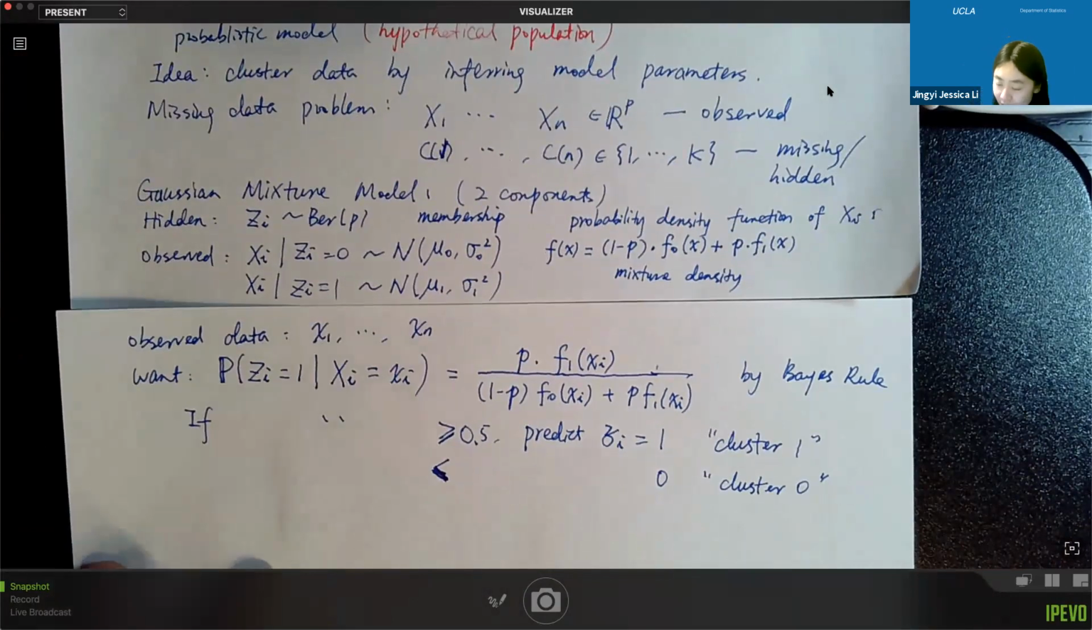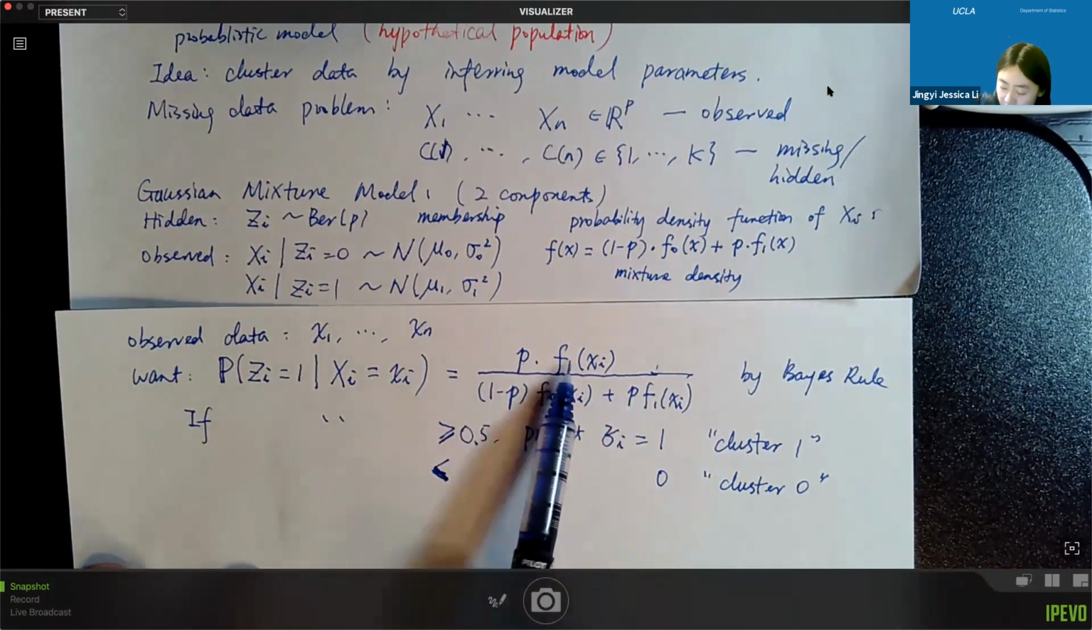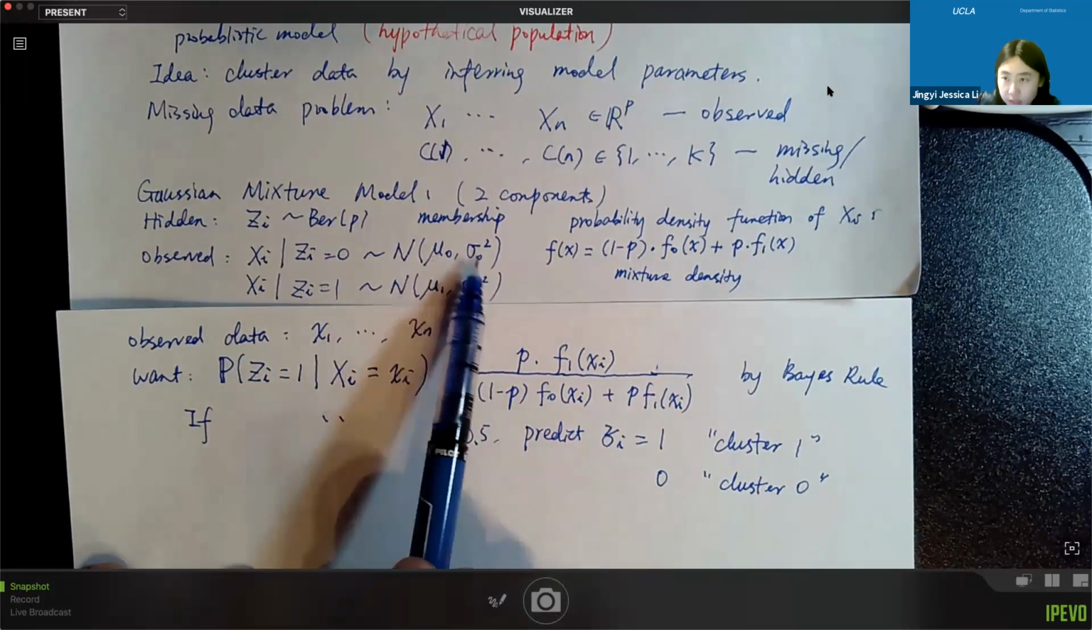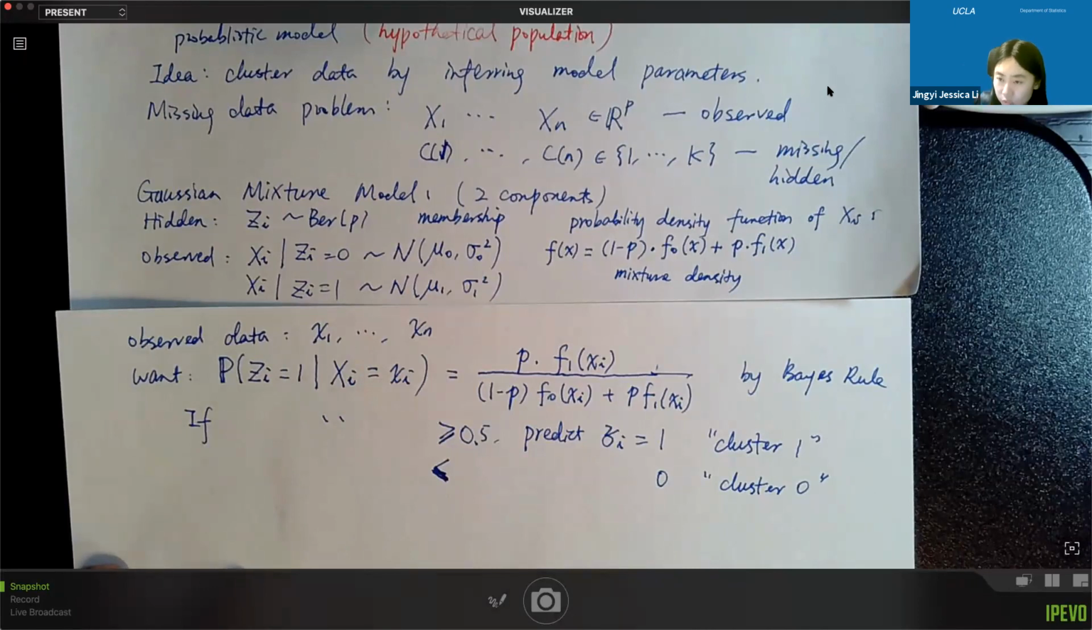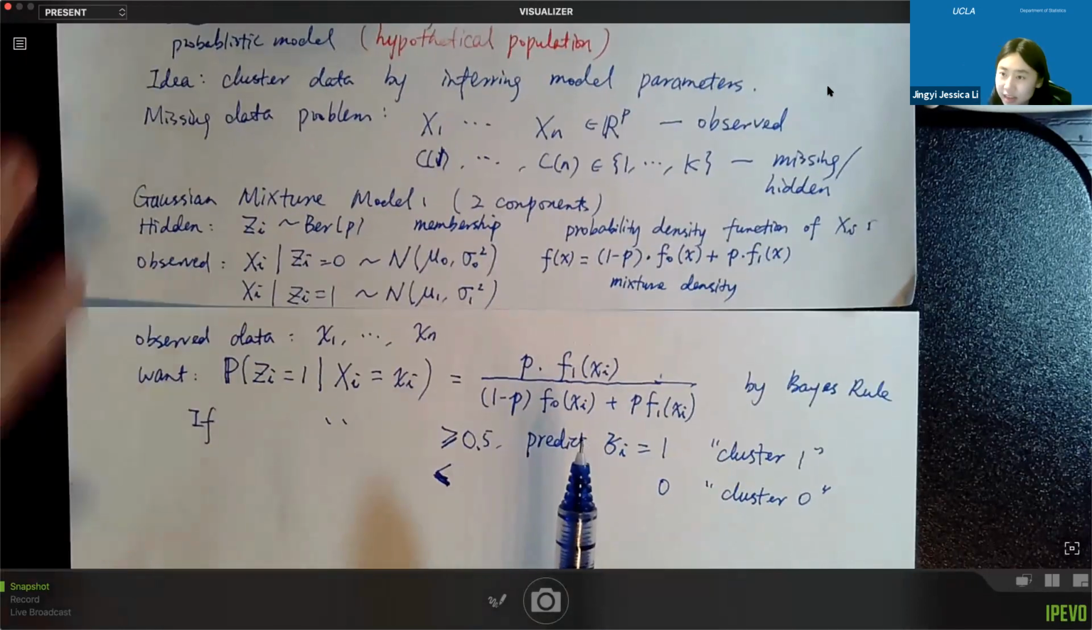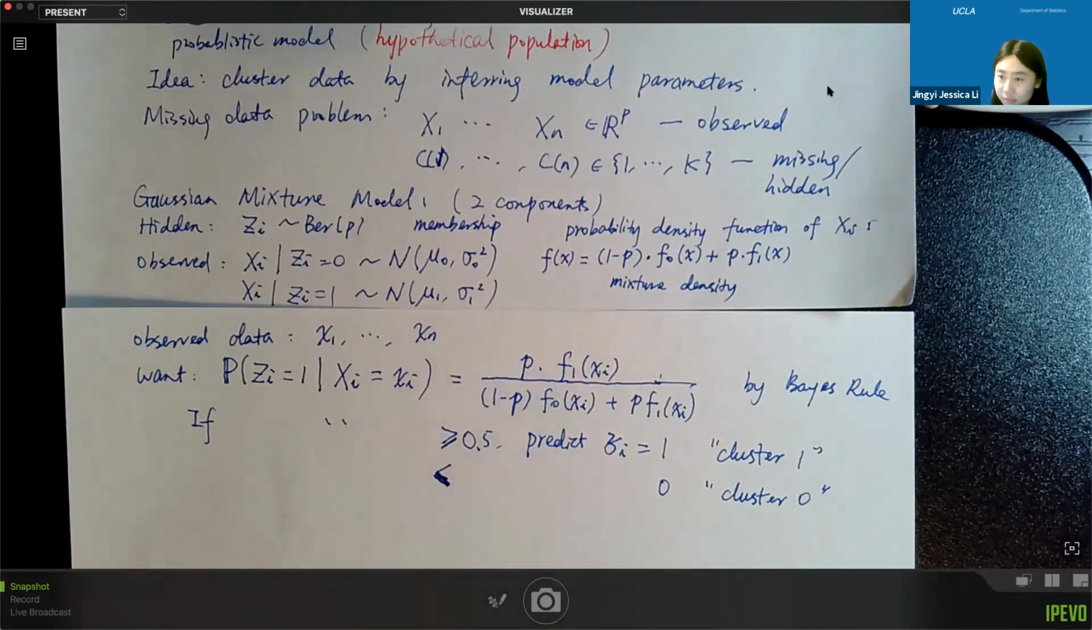But the challenge is that we don't know the model parameters. P is needed here, here, here, and f1 needs mu1 and sigma 1 squared, f0 needs mu0 and sigma 0 squared. So you can only do this when you know those model parameters. So that gives us an estimation problem. Okay, so far, do we have any questions about this model-based clustering idea? This is the simplest thing for 2 clusters.